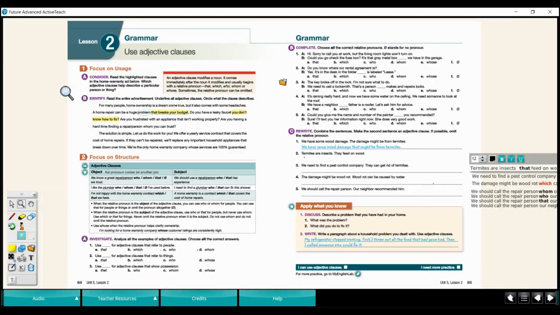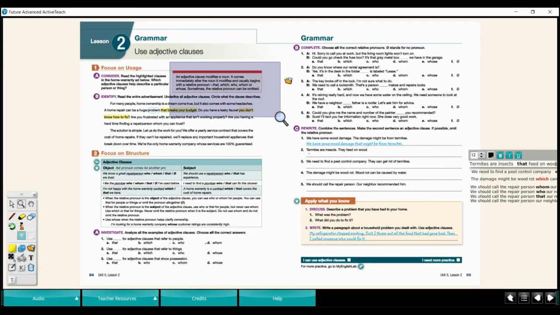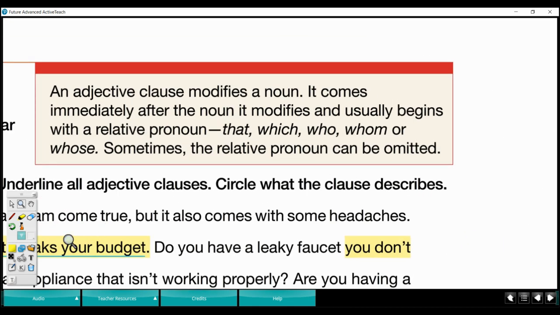This is a review of adjective clauses. We just talked about that an adjective clause modifies a noun and it will come directly after the noun that it modifies or describes. Adjective clauses are introduced with something called a relative pronoun. Relative pronouns are that, which, who, whom, or whose.